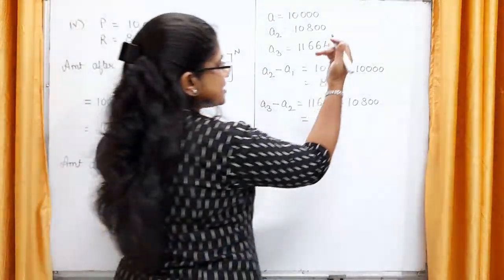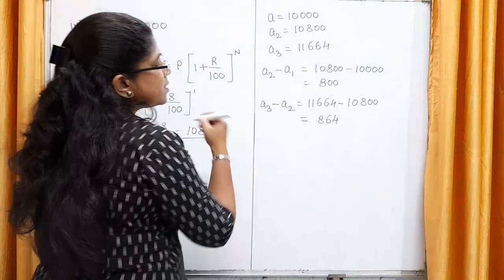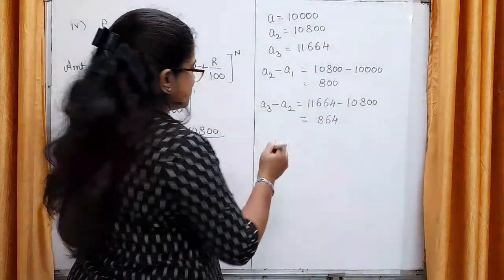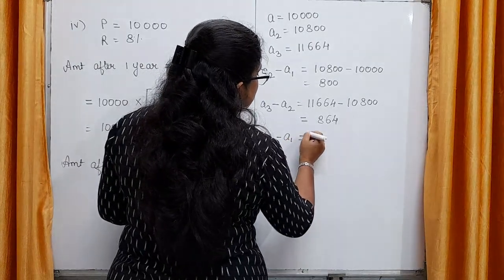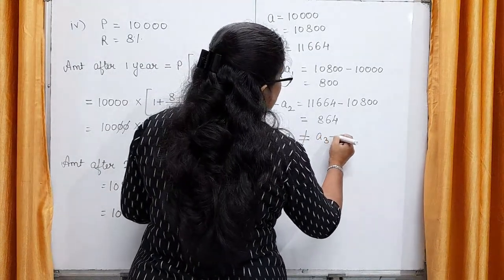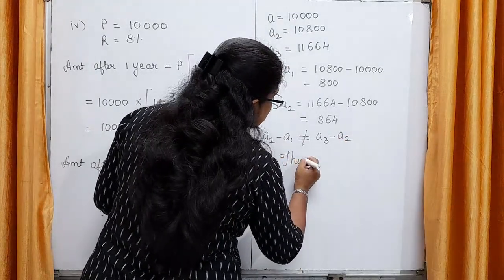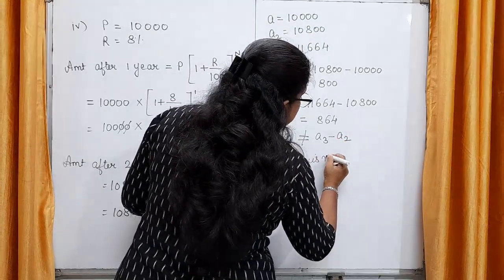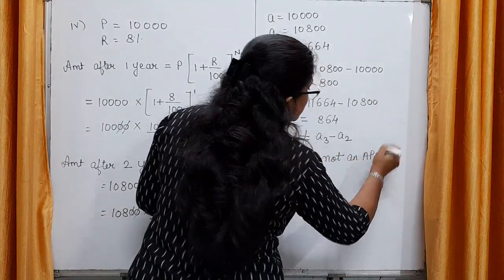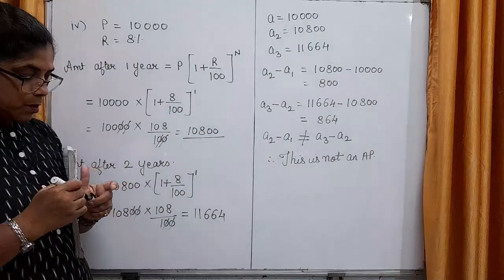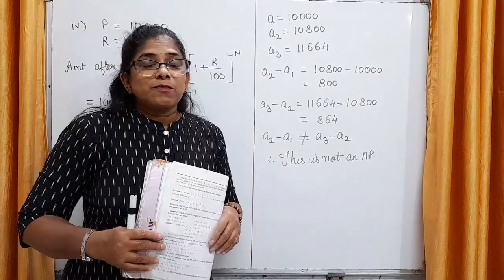864. In first case it is 800. In second case it is 864. Difference is not same. A2 minus A1 is not equal to A3 minus A2. Therefore, this is not an AP.